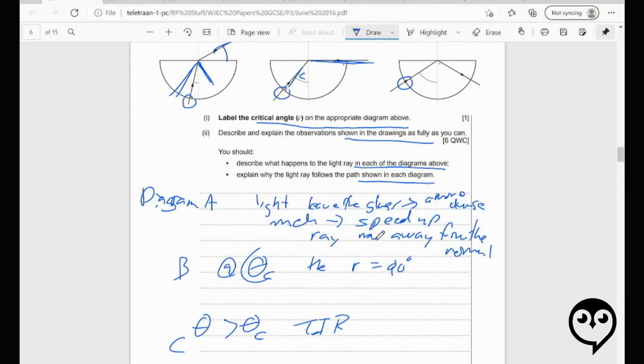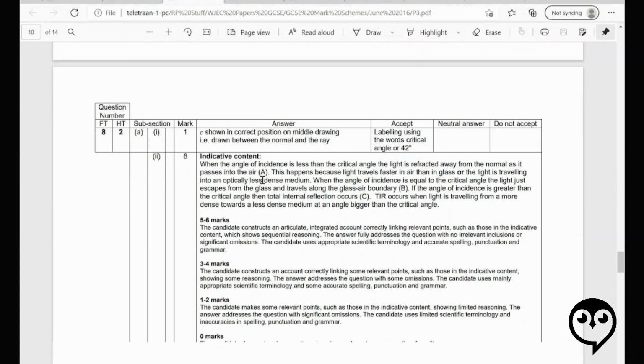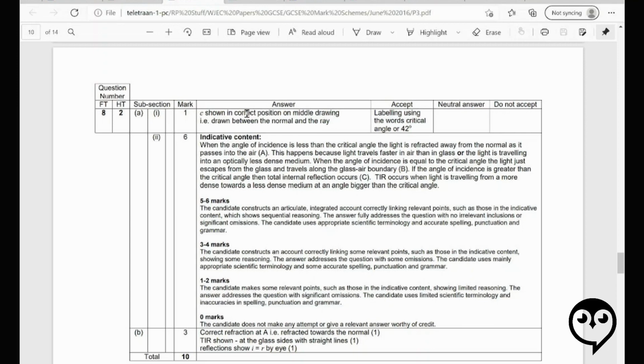Okay? So that's the kind of stuff you want to play around with and study and explain. This is a really straightforward question. Let's look at the mark scheme, so the C is in the middle drawing. That's right, that's fine. Indicative content: when the angle is less than the critical angle, it's refracted away from the normal as it passes into the air. This happens when light travels faster than in glass, or the light is traveling into an optically less dense medium. This is what we said.